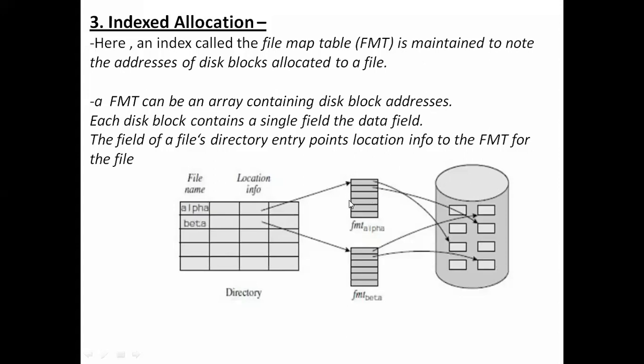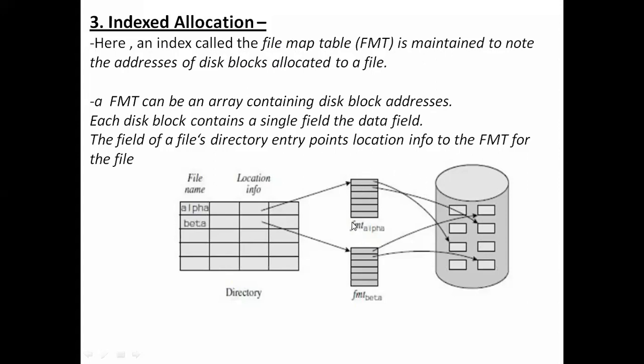So we have the use of the FMT table in indexed allocation, and FMT means file map table. Here an index called a file map table is maintained to note down the addresses of the disk blocks allocated to a file. This statement is seen in the diagram.